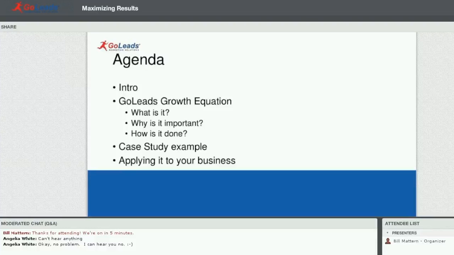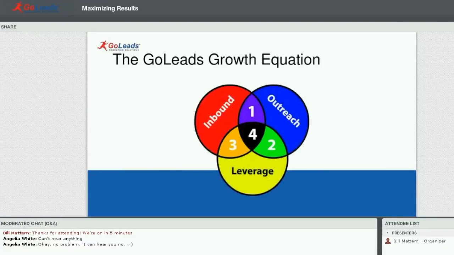We're going to jump right into it. So, Bill, let's go into the Goads growth equation. And really, as they take a look at the picture that's up on the screen, where did this come from? Actually, from our customers and from a lot of the things Goads was doing.